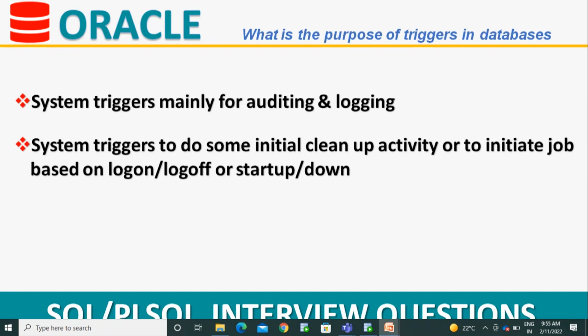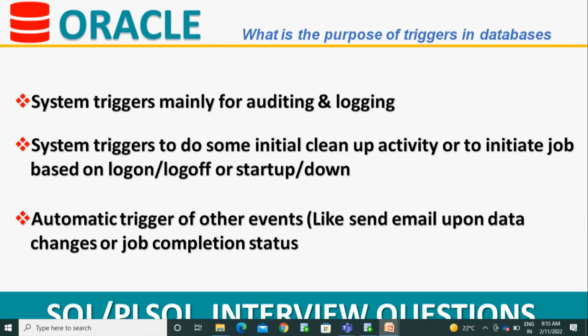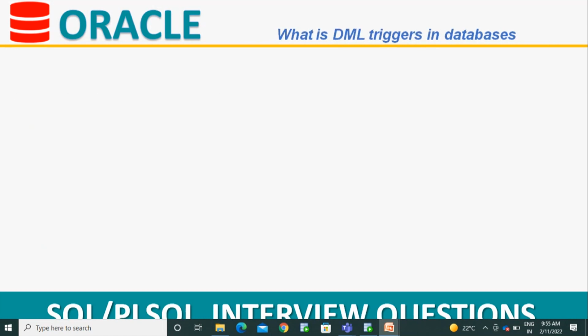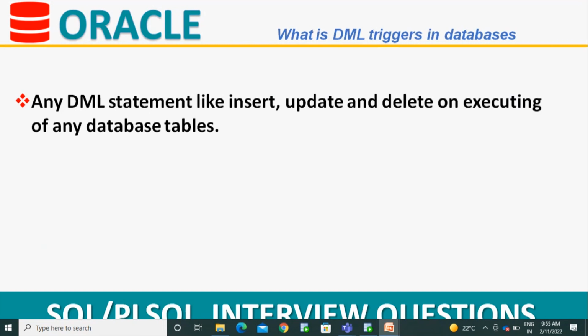Okay, not really our job actually, but you need to know. So what are the types of triggers we have? Automatic triggers of other events, like sending an email upon data changes or job completion status. These are all taken care of by the DBA people. Now, DML triggers: any DML statement like insert, update and delete executed on any database tables. So we use triggers to track these DML operations.